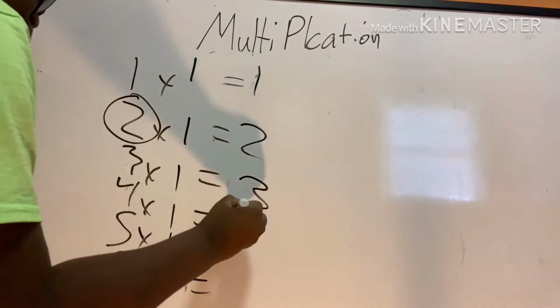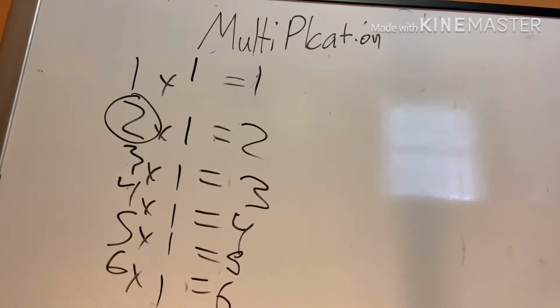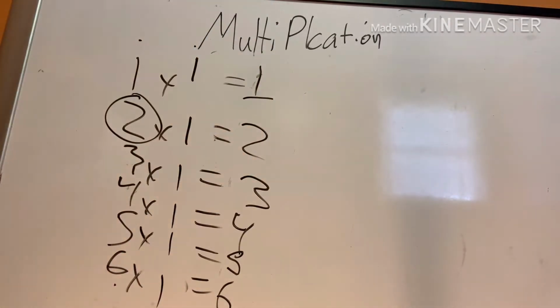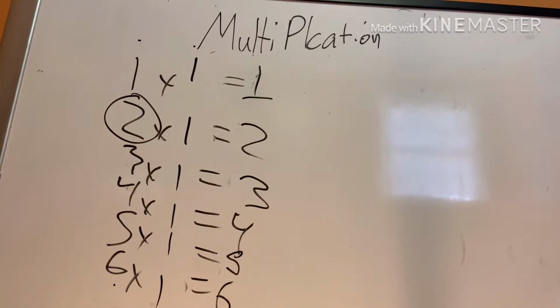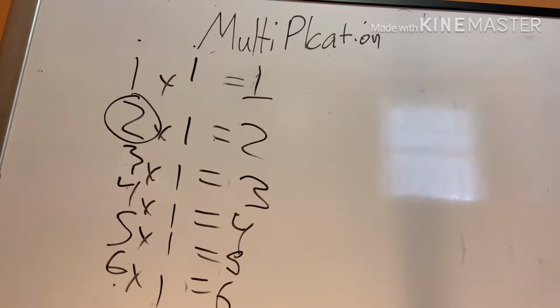2, 3, 4, 5, 6. The other number that you're multiplying 1 by, the other multiple, because that's what these are called. 1, 2. This would be the product. The two multiples would be the numbers you multiply together to get the product. And the product is the answer.